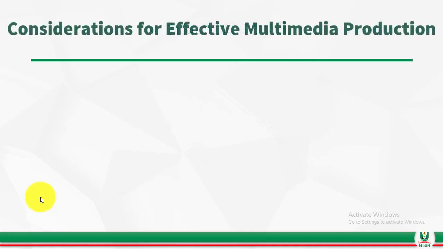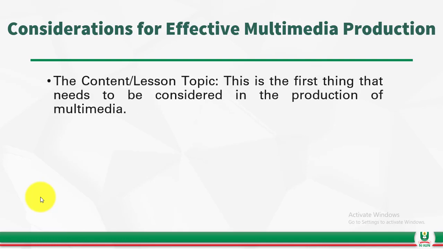Now let's quickly consider the considerations for effective multimedia production. There are some basic things you need to consider when you are thinking about producing a multimedia, whether instructional video, a graphic representation of anything, an audio content or any media production whatsoever. These are: 1, you need to consider the content. Remember, the multimedia you are trying to produce is not meant for entertainment or for advertisement, for instance. It is meant to deliver instruction. It carries content.